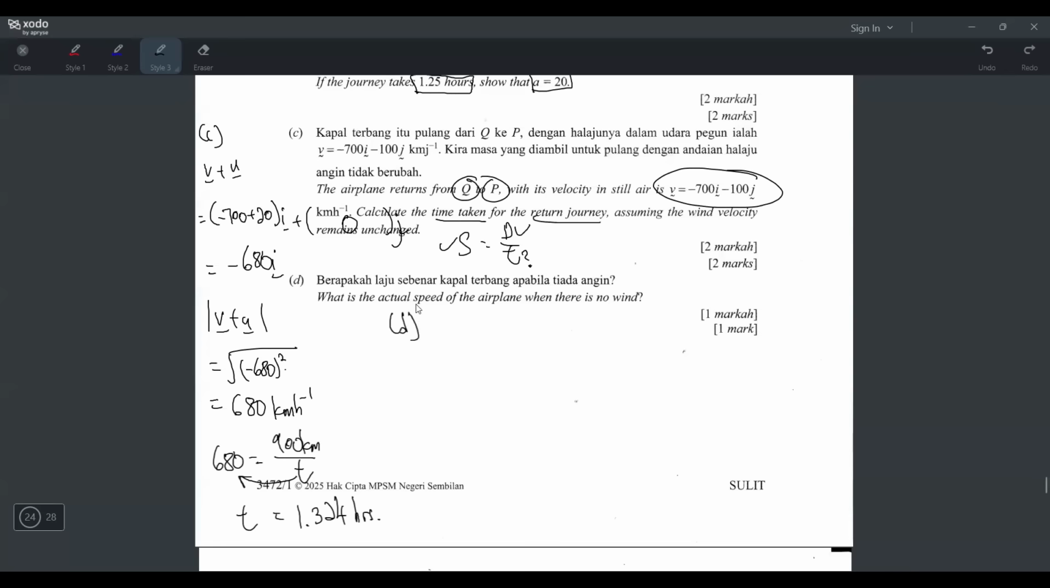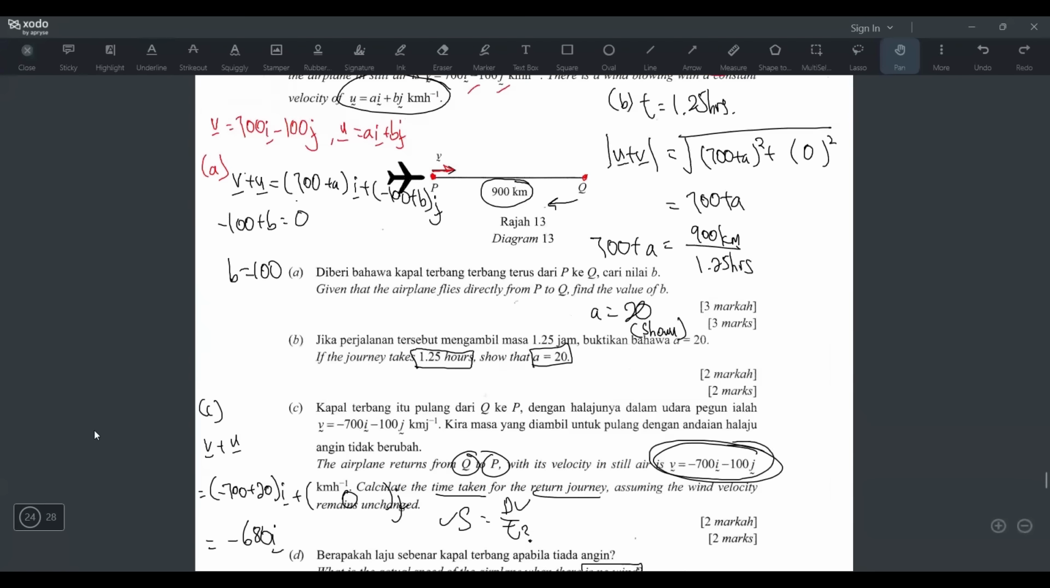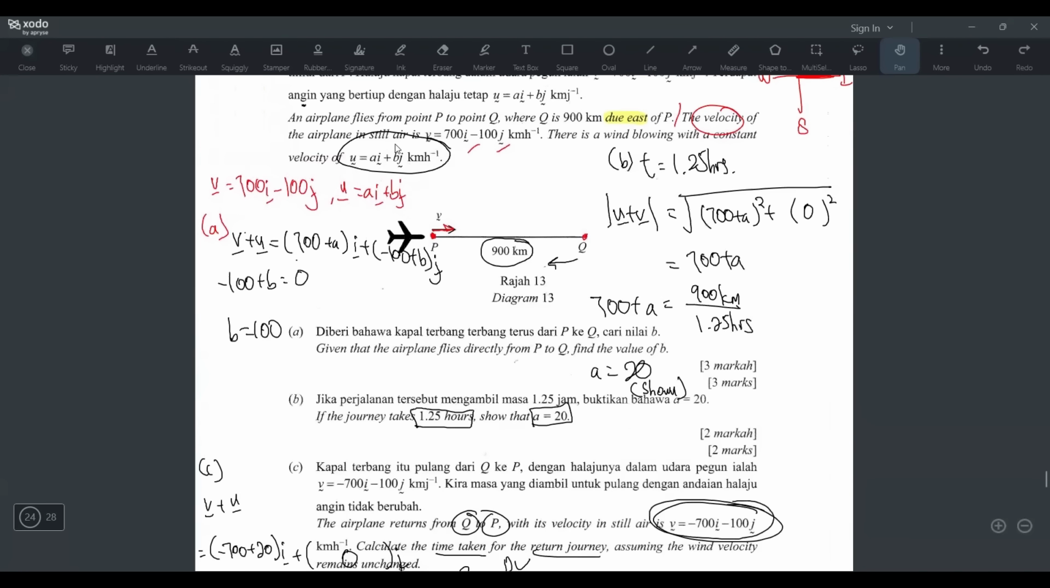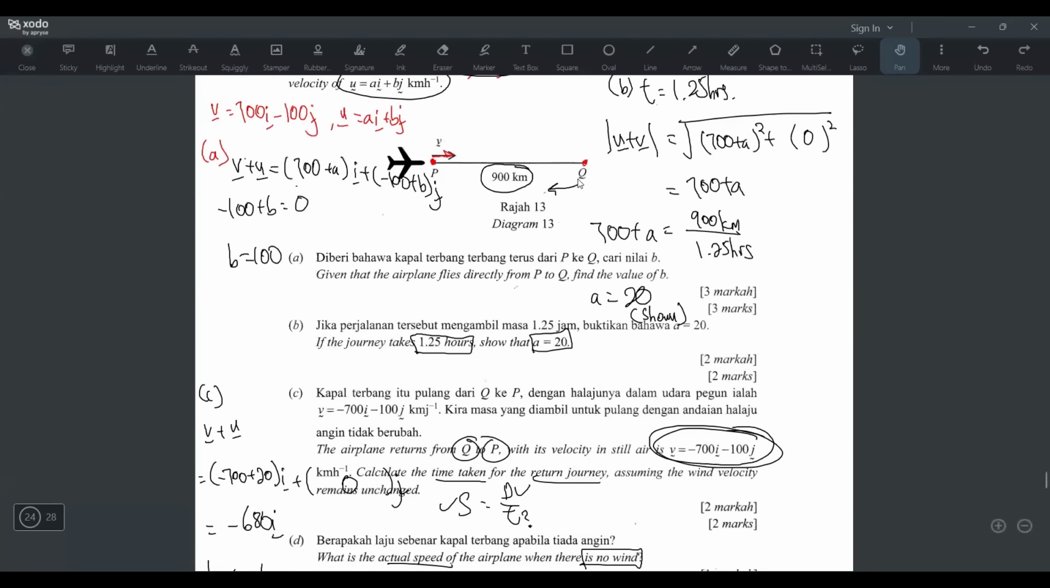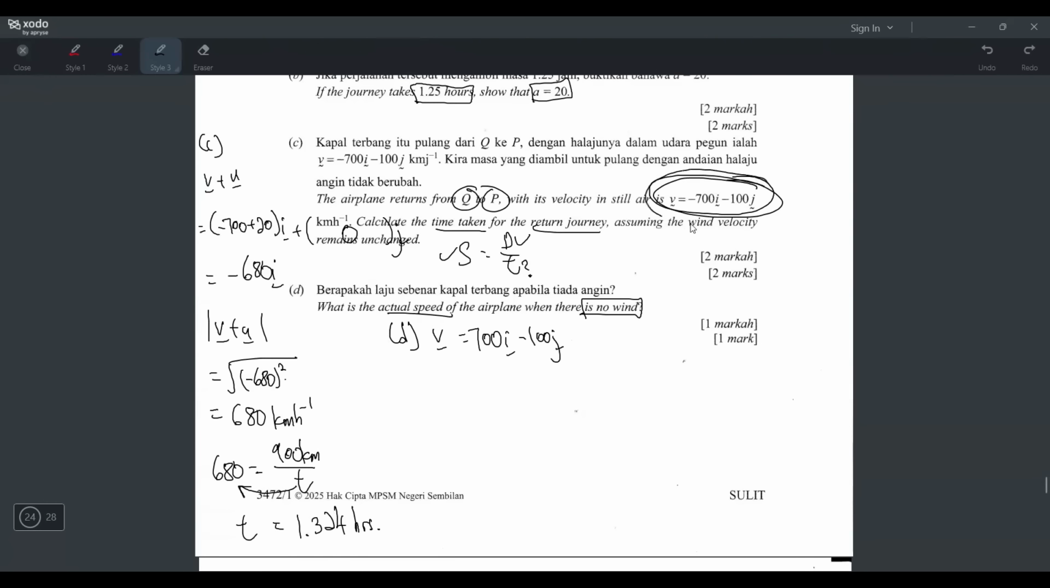All right, let's do D. What is the actual speed of the airplane when there is no wind? No wind. It would be this one, right? But this one is for the return journey. For the first velocity without the wind, it is this one, 700I minus 100J. So let's write that down: V equals 700I minus 100J. This one is going from P to Q. But for going from Q to P, it's this one. So which one should I find the magnitude for?